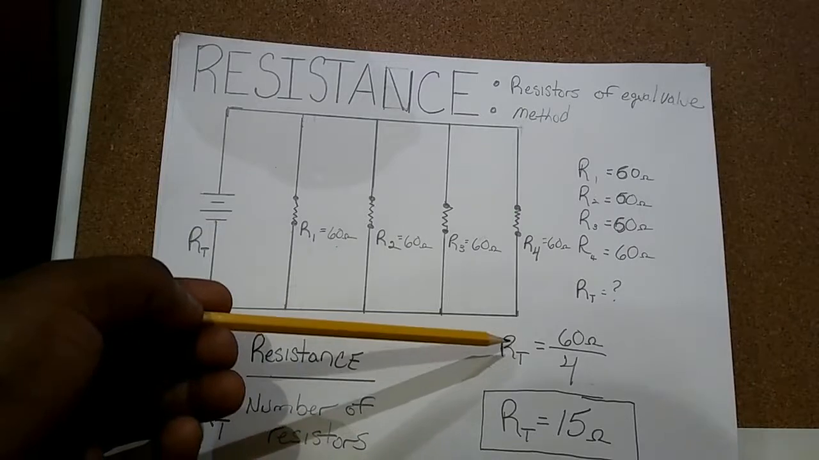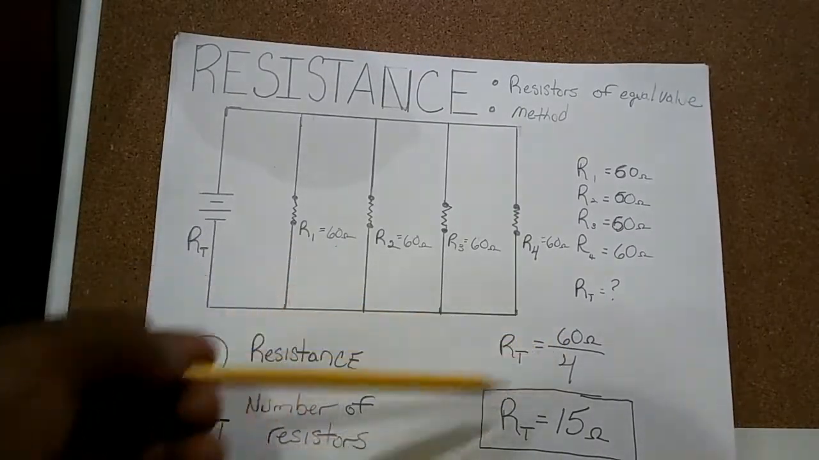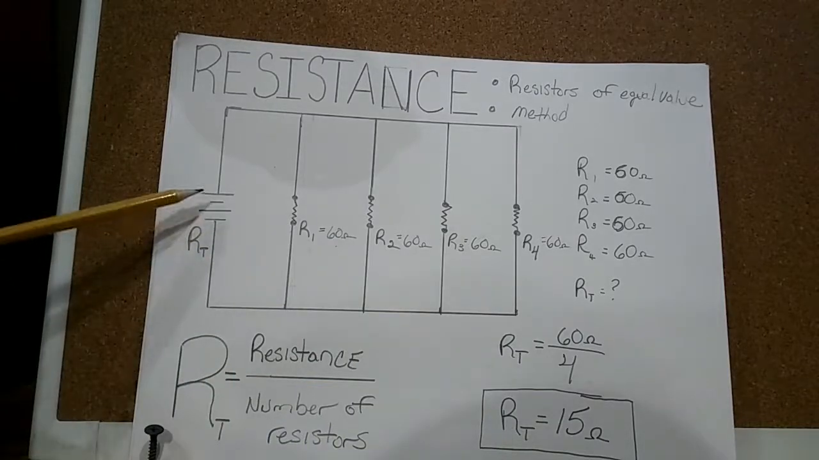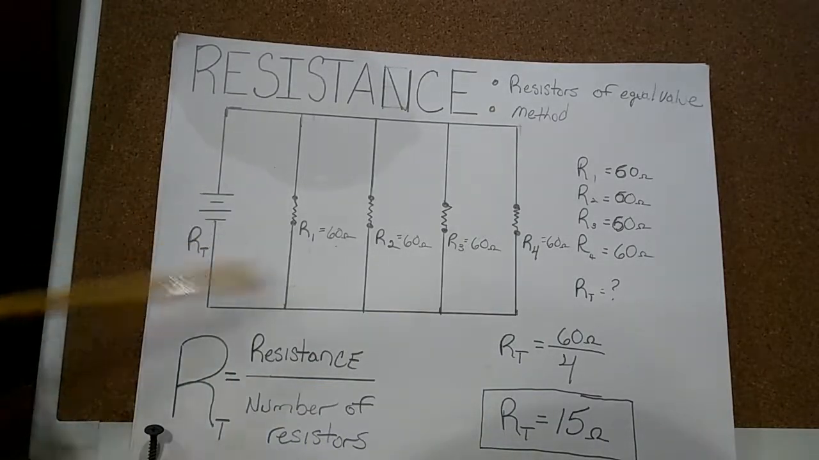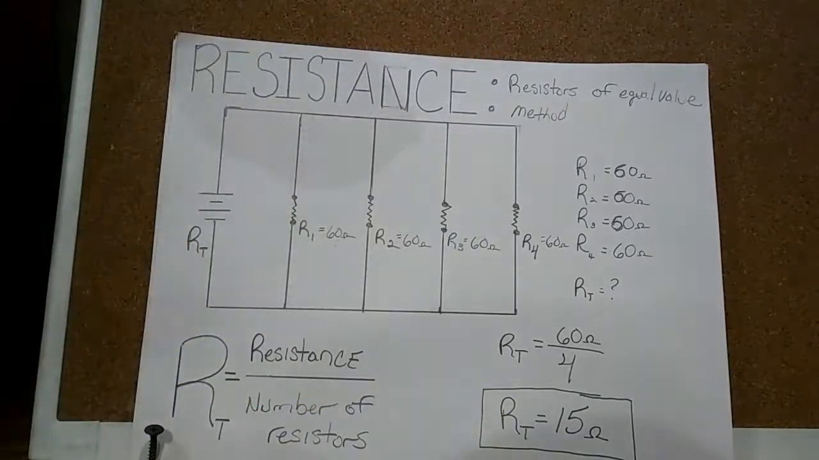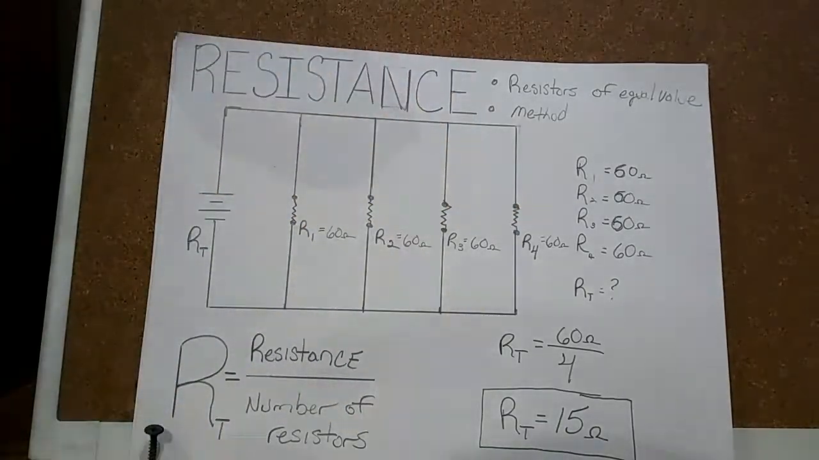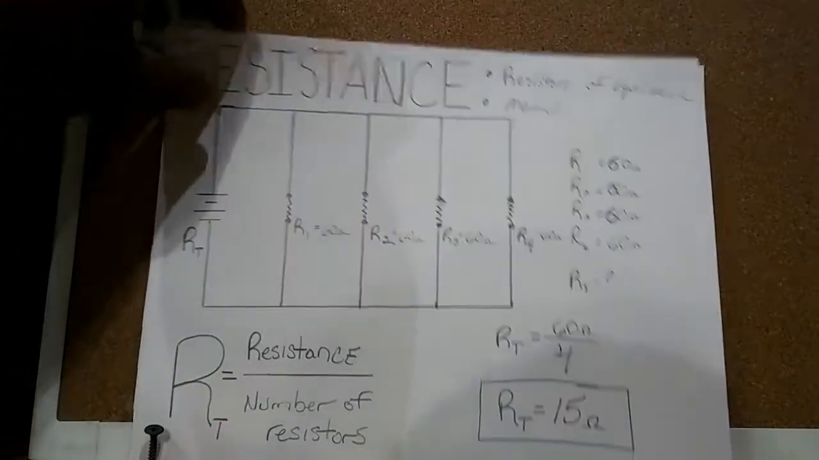So you would say R total is equal to 60 ohms over 4. So the total resistance of this particular parallel circuit is 15. And again, you can only use the equal value method if the resistors have the same value.